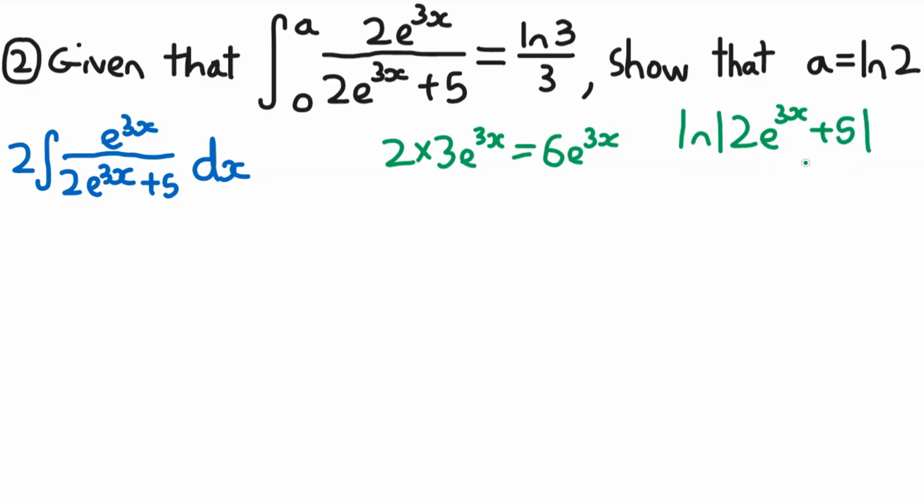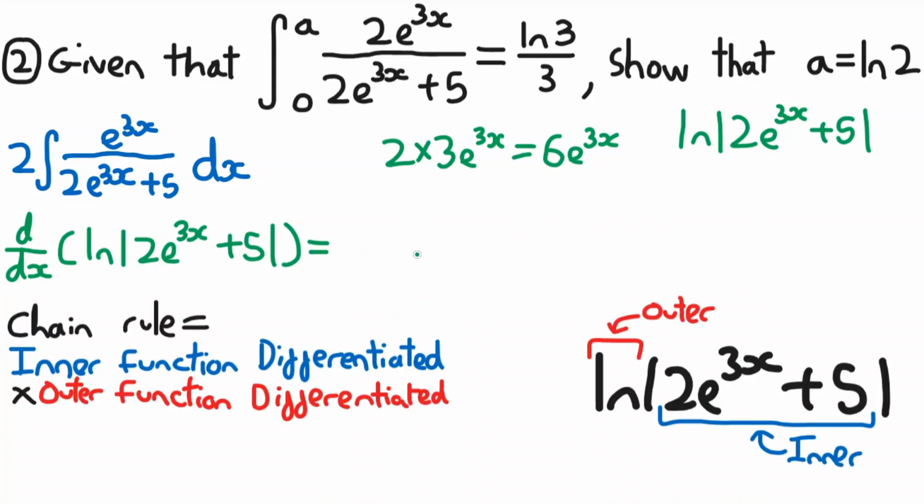So we're going to differentiate the natural log of the modulus of 2e to the power of 3x plus 5 like this here. So we're going to use the chain rule where the inner function is this 2e to the power of 3x plus 5 and the outer function is this natural log. So we differentiate this using the chain rule. It's going to be the inner function differentiated, which is this 2e to the power of 3x plus 5 differentiated, which you've actually already done.